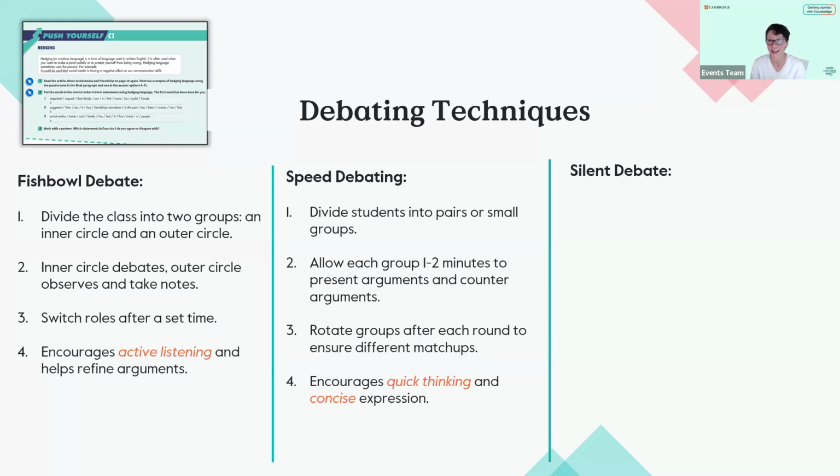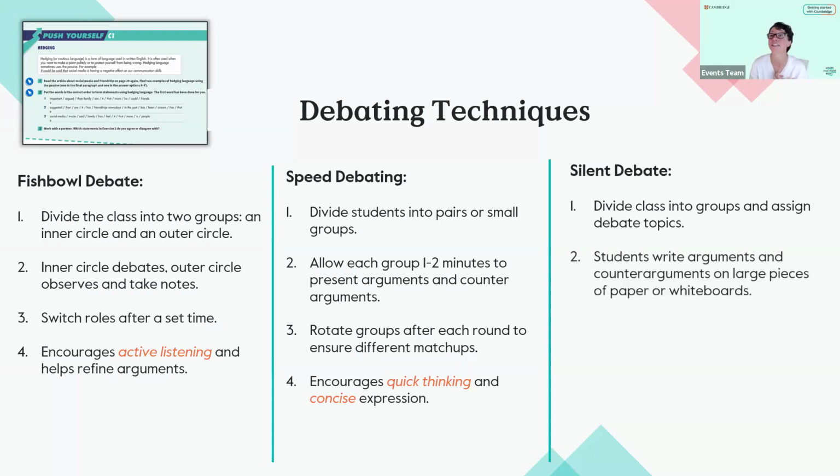Then we have the silent debate, which brings in this writing skill. So you divide the class into groups and you assign their debate topics. And instead of speaking, you're asking the students to write arguments. So it's a little bit different to just asking them to write an essay linked to the question in mind. You're asking them to write arguments and counter arguments on large sheets of paper or whiteboards if you have in the class.